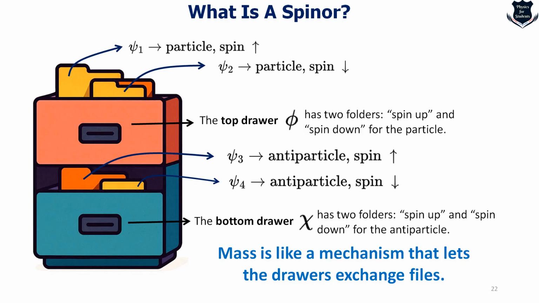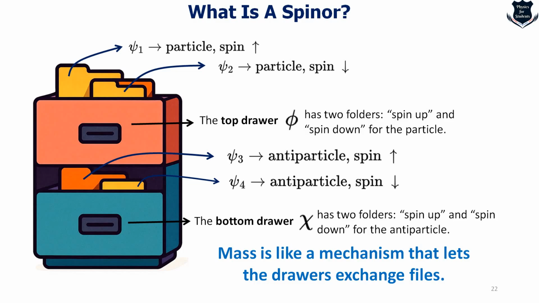So remember, the Dirac spinor was the first mathematical object to automatically include spin as a consequence of relativity, not an extra assumption. It also predicted antiparticles, which you can see in the bottom drawer, which no one had ever seen yet. A few years later, when the positron was discovered, Dirac's second drawer was found to be real. So this is the concept of spinor.